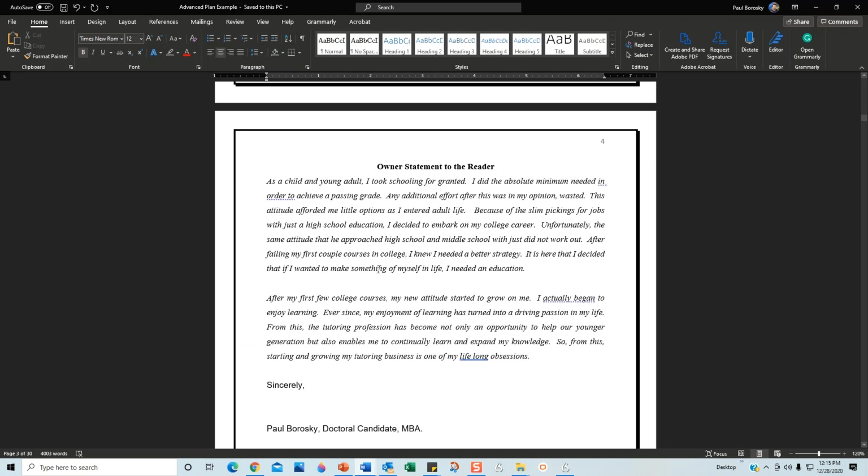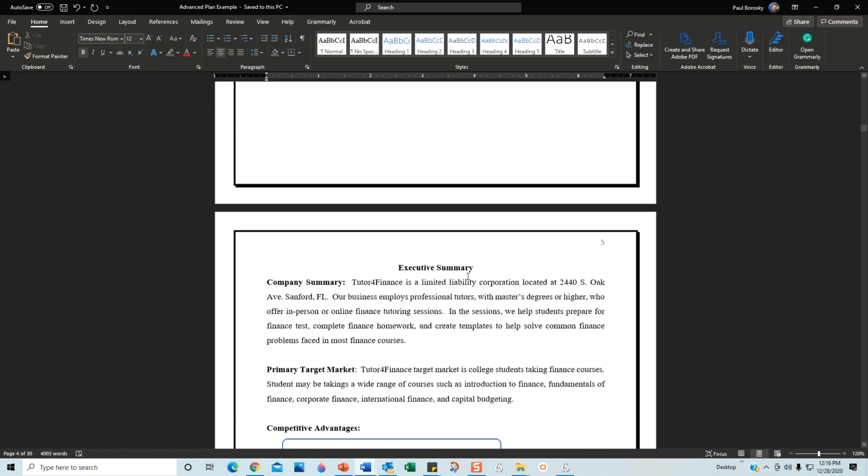Next page is going to be the owner statement to the reader. This is the only writing I would ask you to do, if you want to do it. This is an optional page. I can remove it if you don't want to do any writing. This section gives you the opportunity to introduce yourself to the reader and tell them who you are, what you do, why you do it, and some of your passions and your desires as to why you want to start your business, expand your business, or so on. Also, it's a great little reminder to you as to why you're starting the business. A little bit of motivation right there.